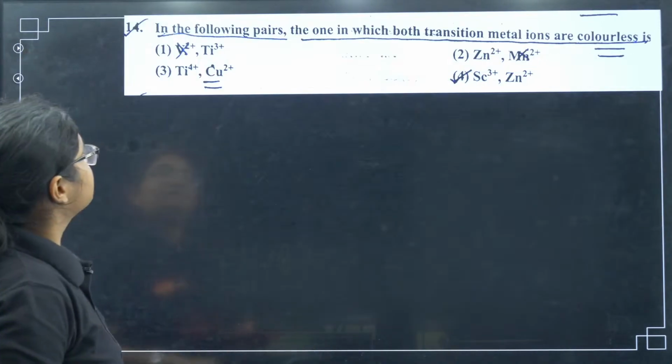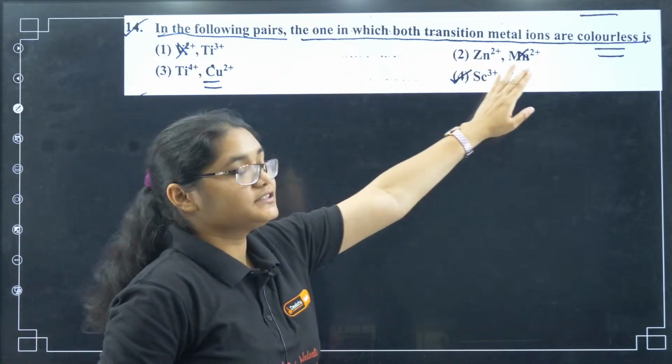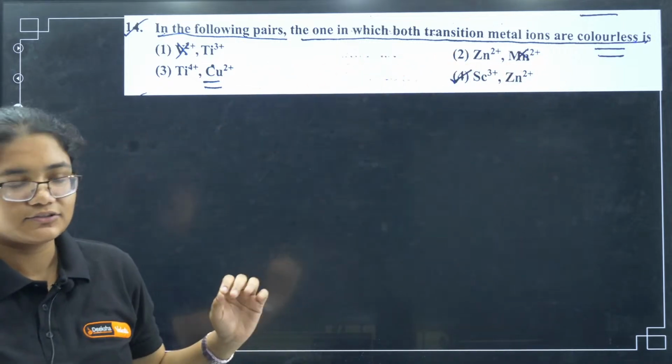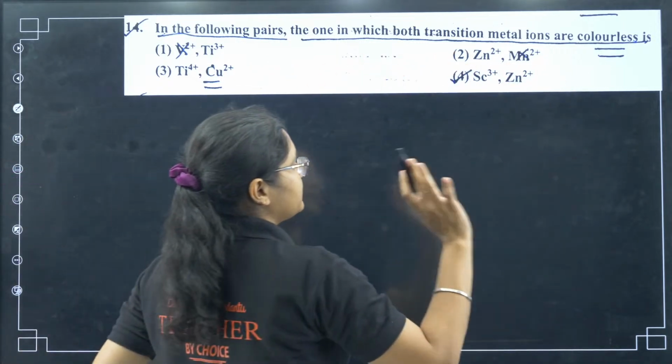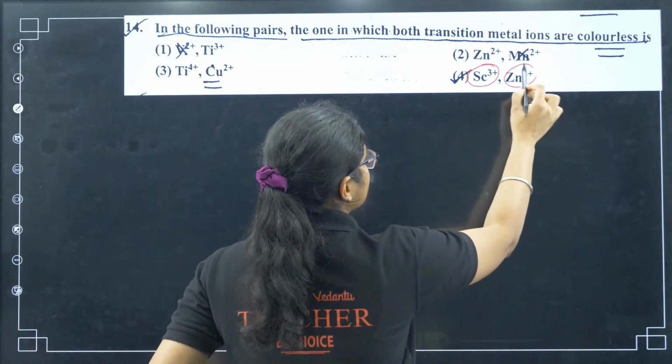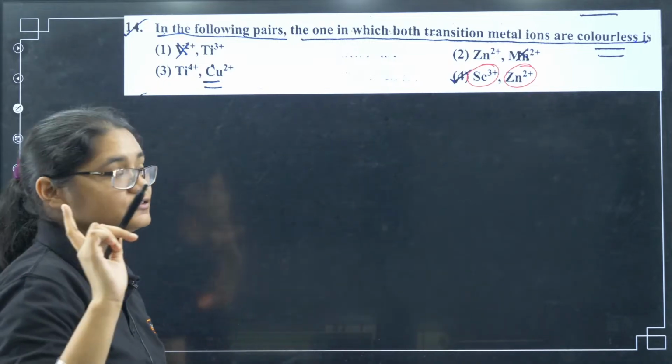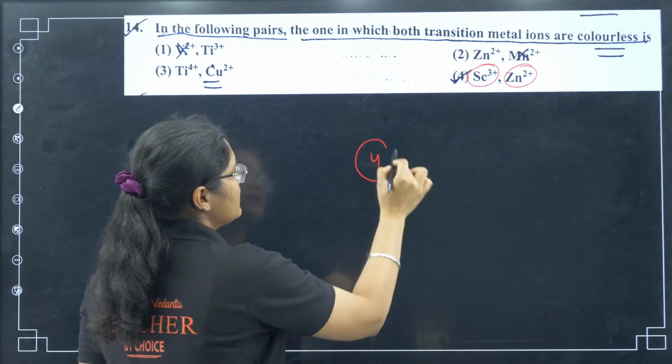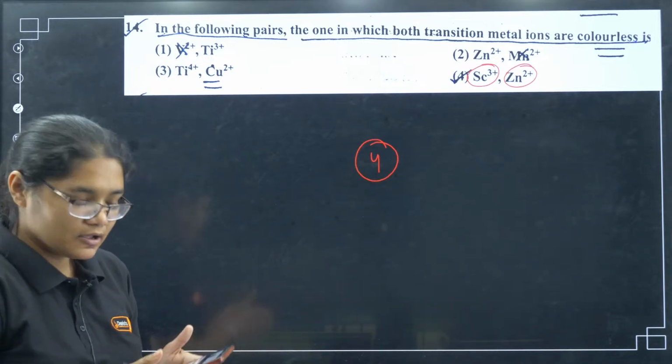Okay. Next, where both the transition elements are colorless. For colorless, you remember there should be no unpaired electron. Scandium and Zn2+ have no unpaired electron, so it will be a colorless compound. The correct answer will be option number 4 here.